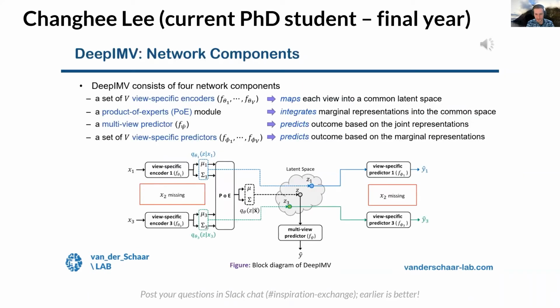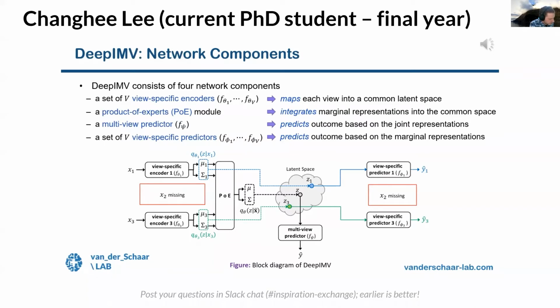To solve the incomplete multi-view problem, we propose a deep learning method which we refer to as DeepIMV. Our method consists of four network components. The first component is a set of view-specific encoders. Each encoder stochastically maps view-specific observations into a common latent space. The second component is a product of experts module, which integrates marginal representations from each encoder into a joint representation in the same common latent space.